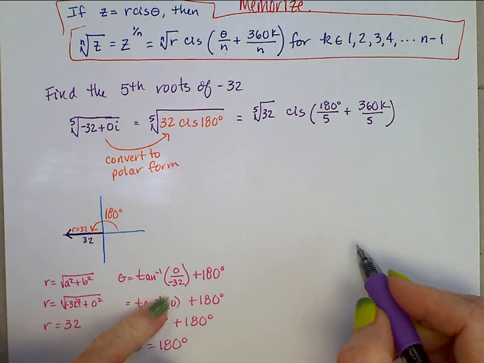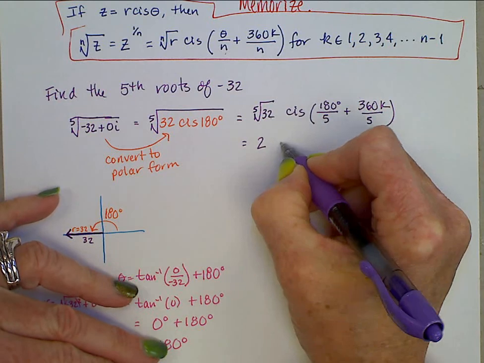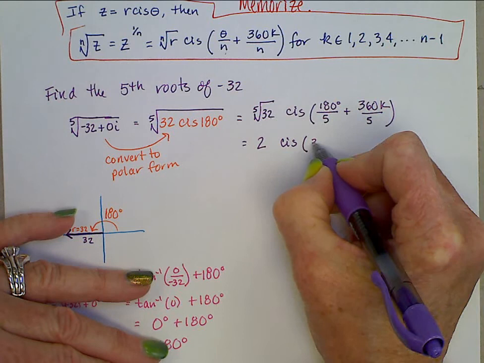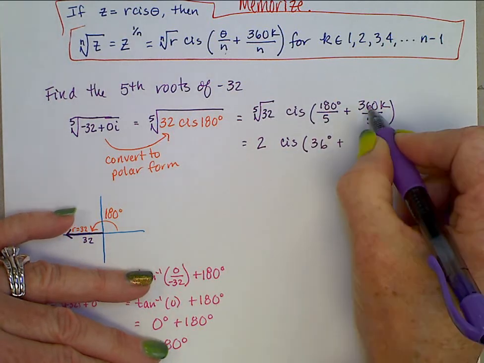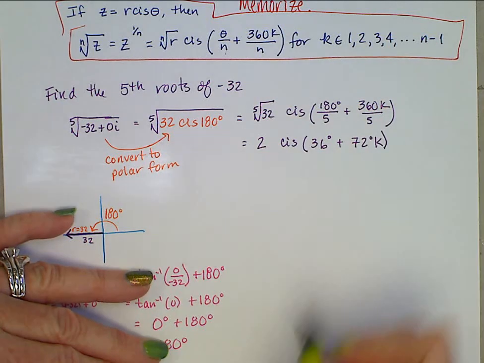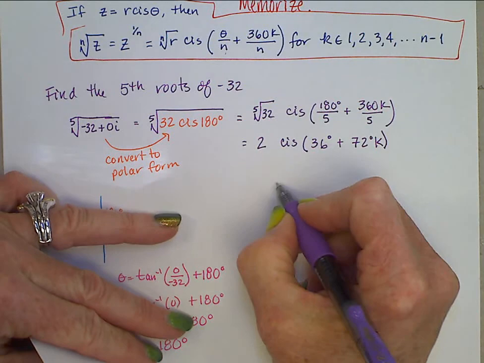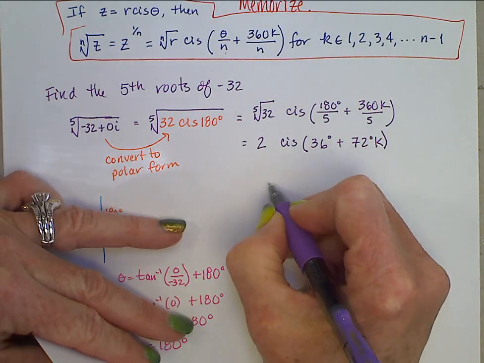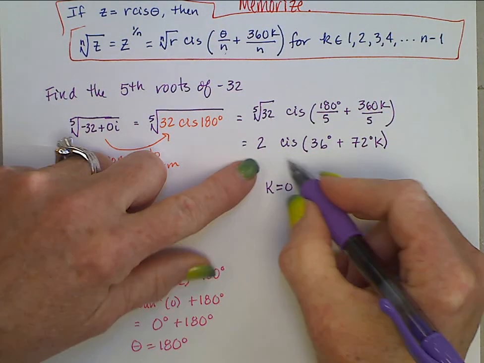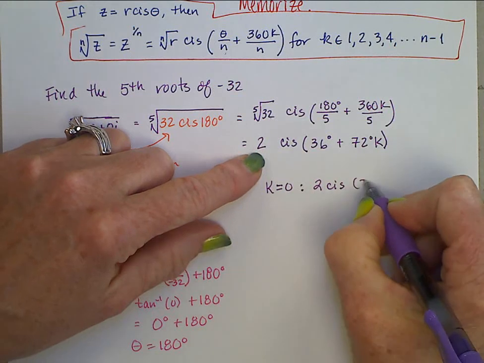When we simplify here, we will get the fifth root of 32 is 2, cis, 180 divided by 5 is 36, plus 360 divided by 5, 72k. Once we have this general setup, now we start substituting in some numbers for k. If k is 0, then our root is 2 cis 36 degrees.